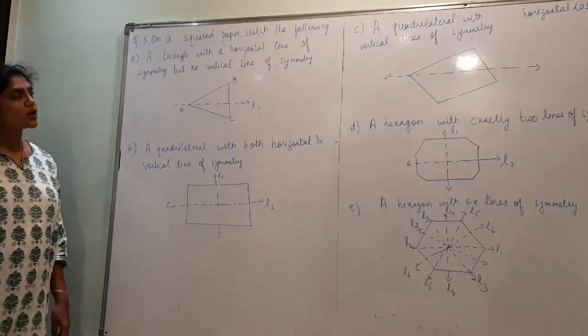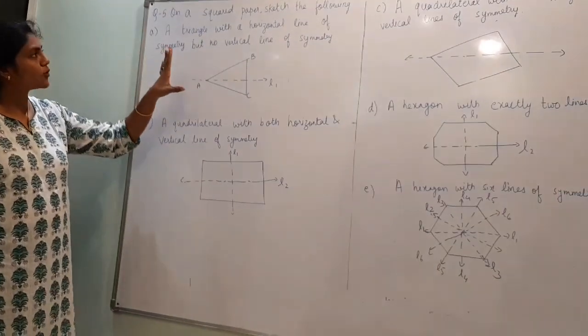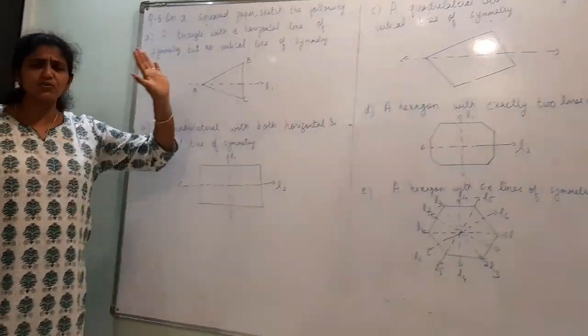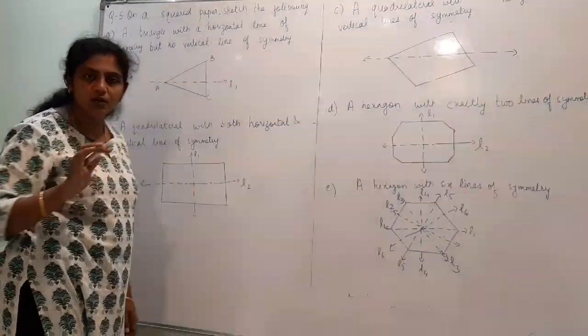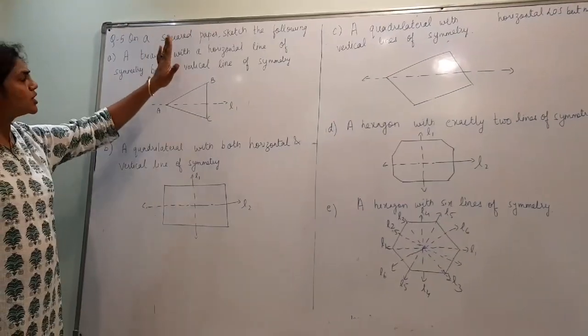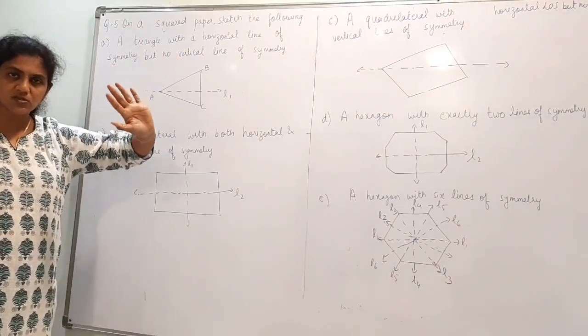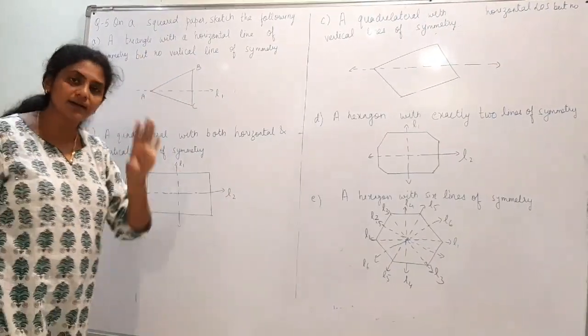Question 5, it is given on a squared paper. Squared means graph paper. Sketch the following. So no need to sketch it on a squared paper. You can draw a rough figure also like this. No need to do it on a graph paper or a squared paper. You can do it in your notebook itself. Draw a rough figure.